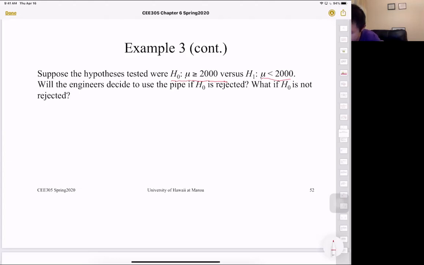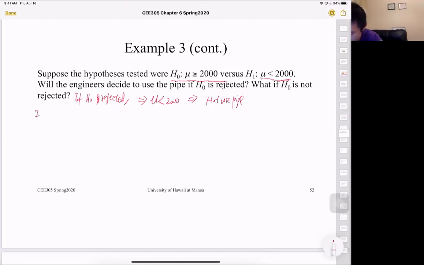So if H0 is rejected, then we conclude the mean value is less than 2,000, right? We conclude H1 is true, so mu less than 2,000. So we cannot use pipe. Not use pipe.